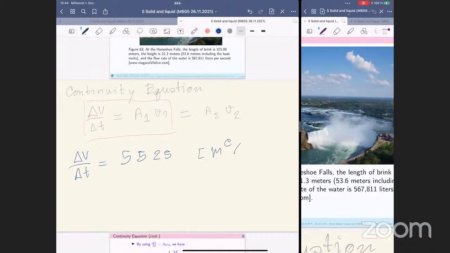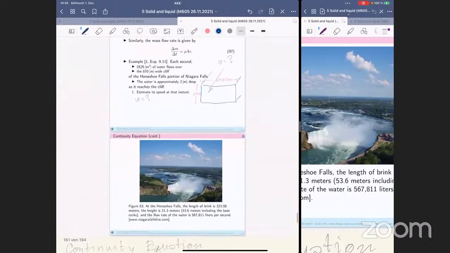cubic meters per second. That's the water flow in terms of volume. And A1 is the cross-sectional area. Of course, it's a rectangular form, so we need to find the cross-sectional area here. This one is 2 meters, and here is 670, I'm sorry.